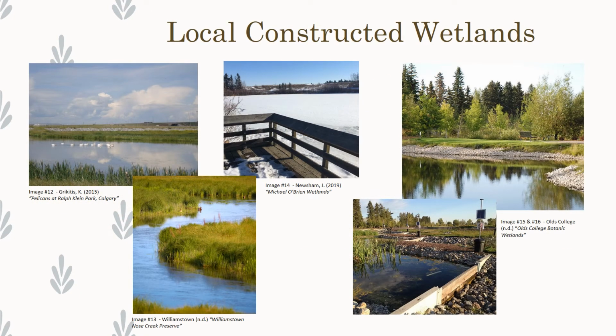A few local constructed wetlands in southern Alberta include the Olds College Botanic Gardens, Ralph Klein Park in Calgary, the Michael O'Brien Wetlands in Red Deer, and the Williamstown Nose Creek Preserve in Airdrie. These examples show us a range in size and diversity that a constructed wetland can offer. Some can be designed specifically for contaminant removal, land reclamation, or to treat stormwater runoff.